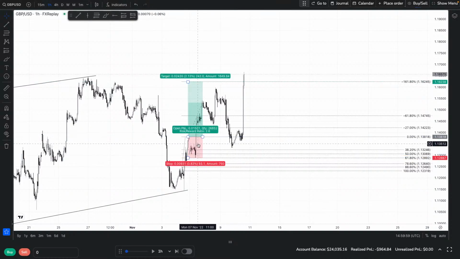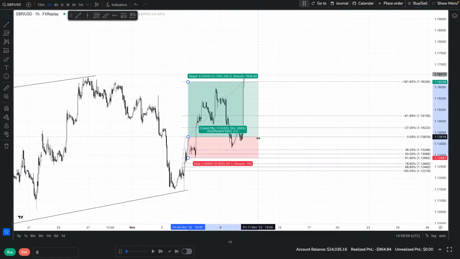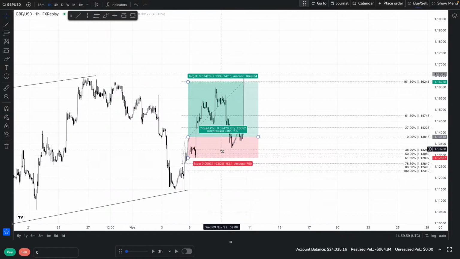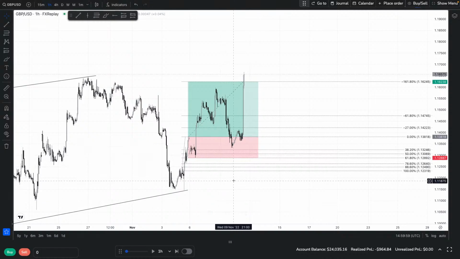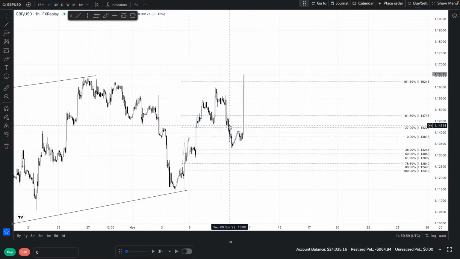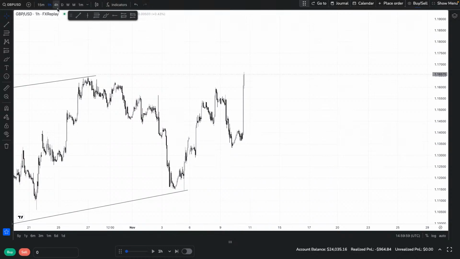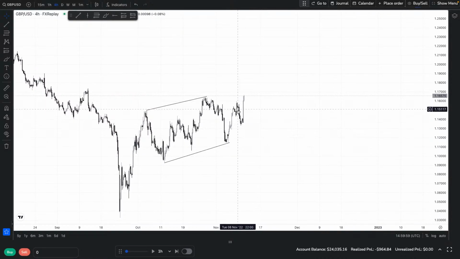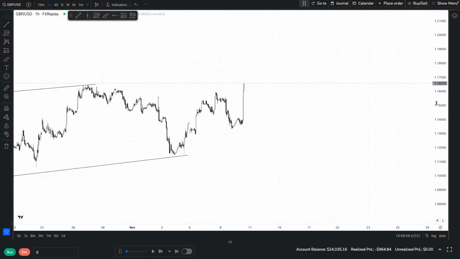And we're out. So when we go to the 4 hour, this move going down, it looks like just a pullback, right? So I'm gonna go back to the 1 hour.